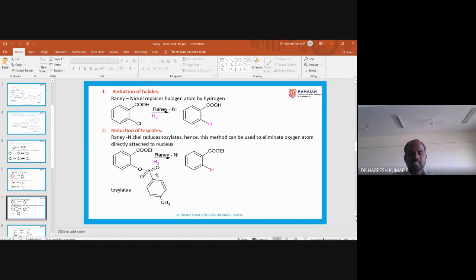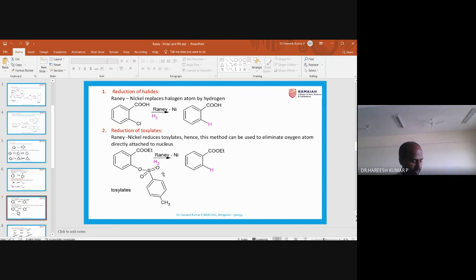What it means is that oxygen attached to the benzene ring can be replaced with hydrogen in the presence of a catalyst. Similarly, a halogen attached to the benzene ring can be replaced with hydrogen in the presence of Raney nickel. That is what you need to remember. So halogen can be replaced with hydrogen in the presence of a catalyst, and the tosylate group can also be replaced with hydrogen in the presence of a catalyst. This is about the application of Raney nickel in organic synthesis of esters, hydrocarbons, amines, saturated compounds and cyclohexanol, and many more.